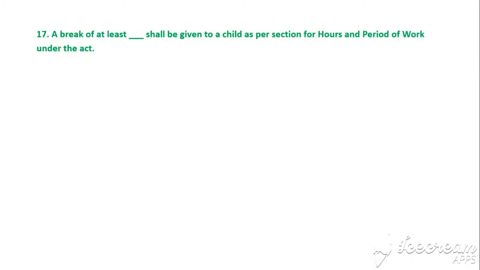A break of at least what shall be given to the child as per section for hours and period of work under the Act. If the child is working, how many minutes or how many hours can you provide as a break for the child? Here the options are 30 minutes, 1 hour, 2 hours, 3 hours. Here B is the right answer. Exactly, you can give 1 hour as a break. B is right.